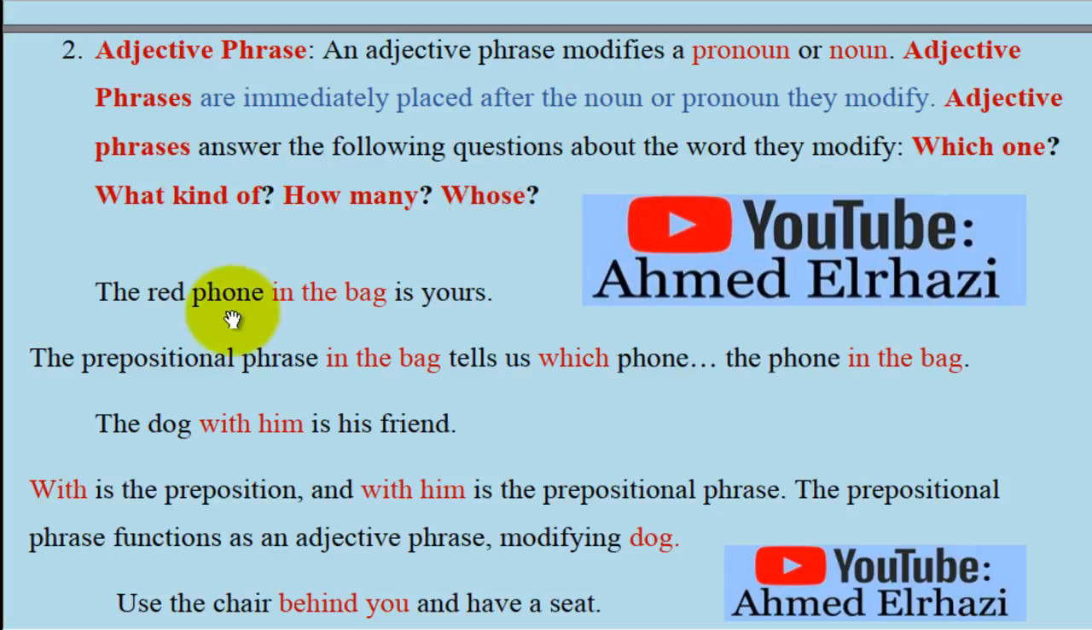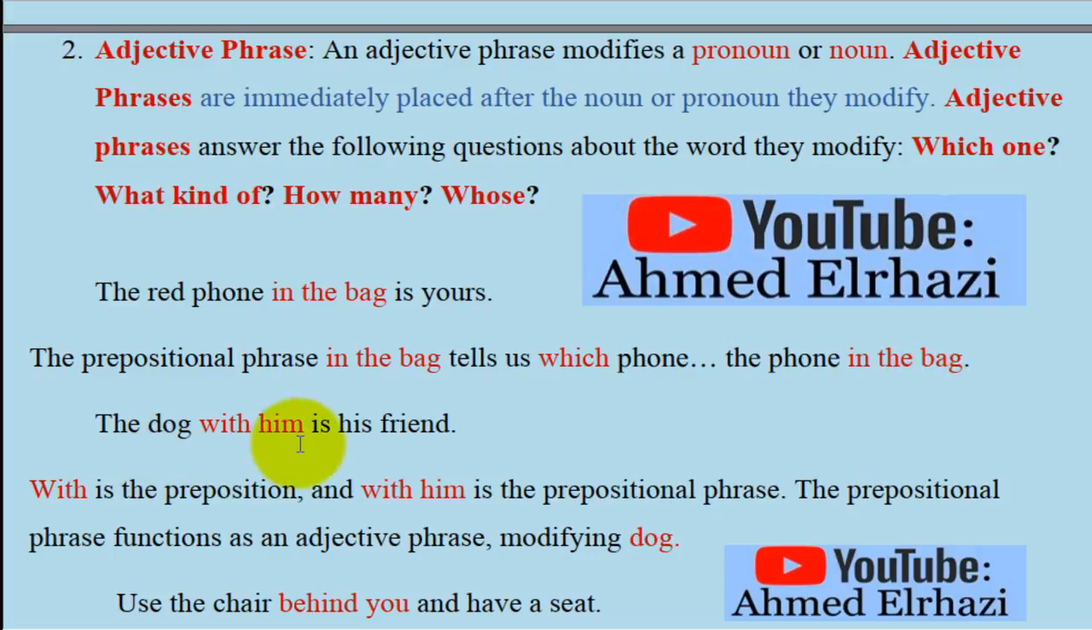The red phone in the bag is yours. The prepositional phrase in the bag tells us which phone. It tells us which phone, not the phone in the street. The telephone which is in the bag. The phone in the bag.